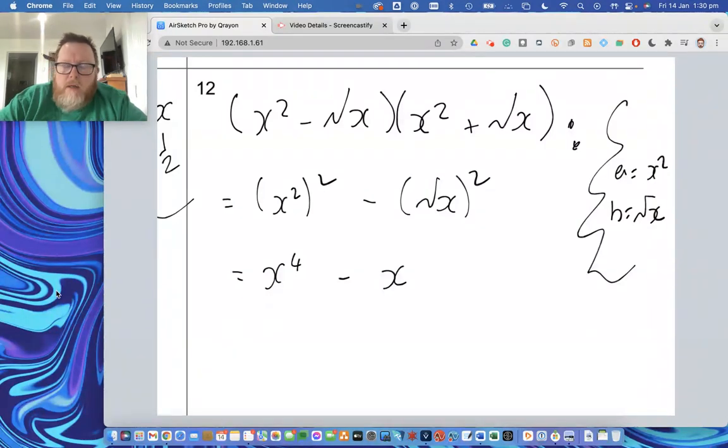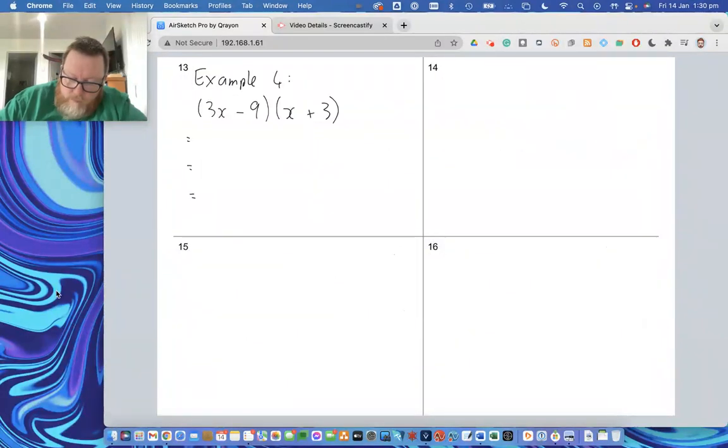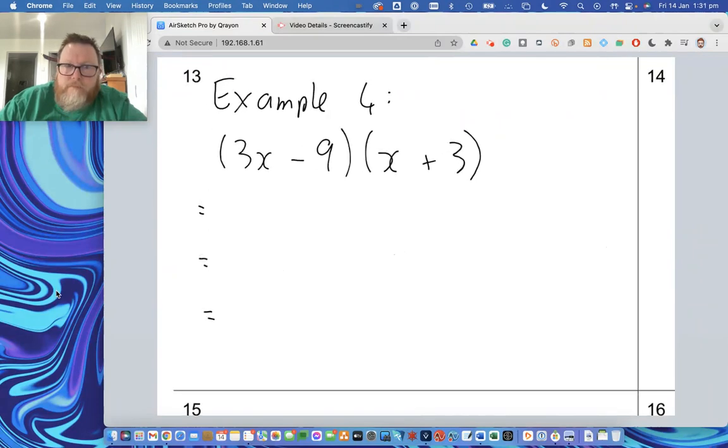That's basically it. Now, I've got a third example here. Oh, a fourth example, beg your pardon. 3x minus 9 times x plus 3. It absolutely does not fit the pattern of a DOTS expression, because this and this is different from this and this. So it doesn't fit the pattern, right? But it almost feels like it nearly does.